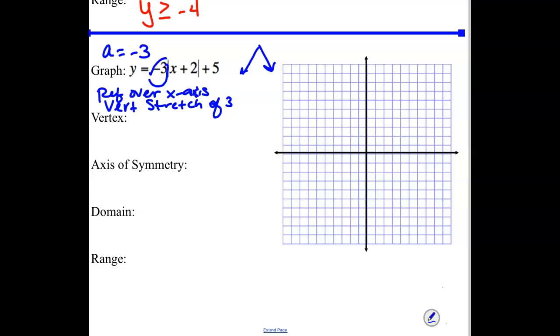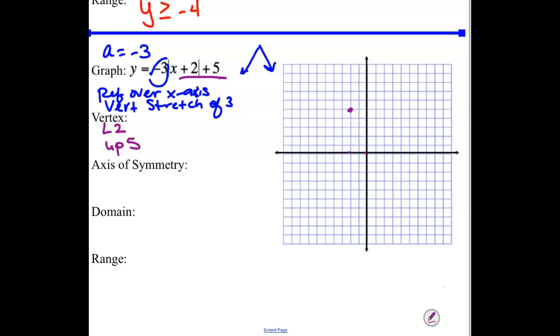For the vertex, we have to look at our left and right, up and down shifts. So a plus 2 means we moved left 2, up 5 because of the positive 5. So our vertex is going left 2 from the origin and up 5.